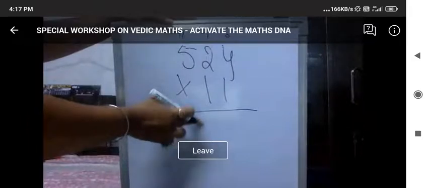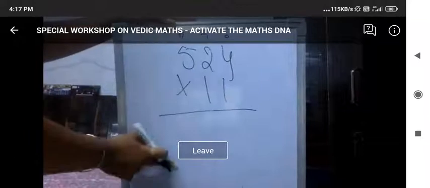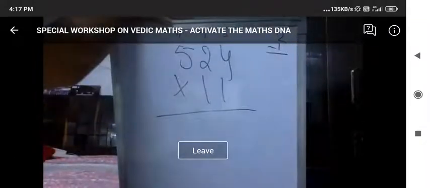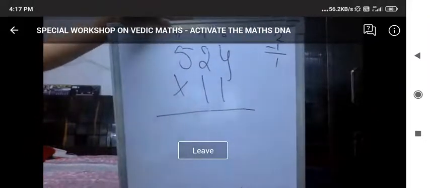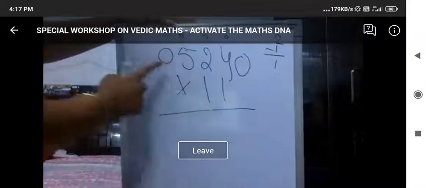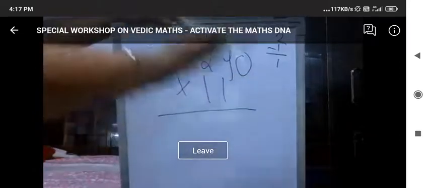I'll count the number of digits in 11. How many digits are there in 11? There are 2 digits. So when there are 2 digits, I'll reduce it by 1. And how many are left? That is 1. And I'll put that number of zeros here. So 1 was left, so I'll put a 0 here in the front and a 0 at the end of the number, and go to the next step.